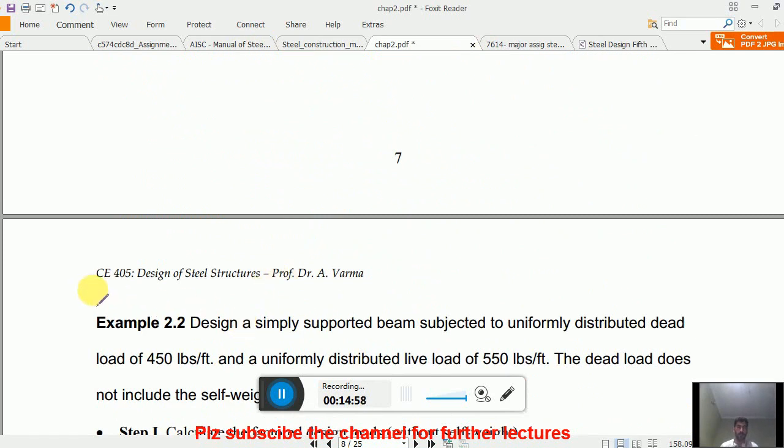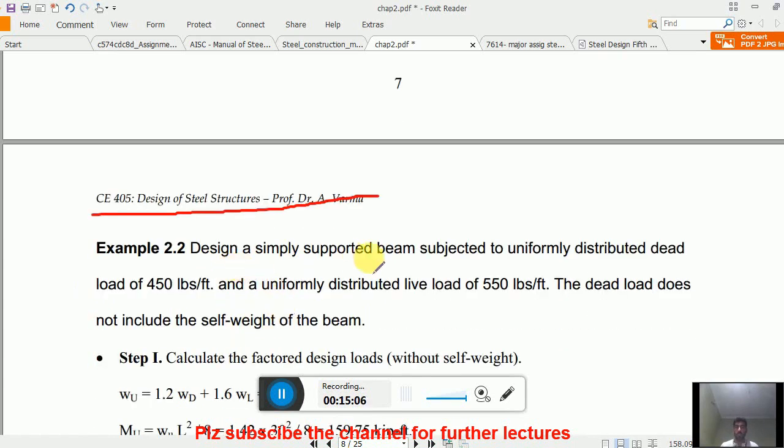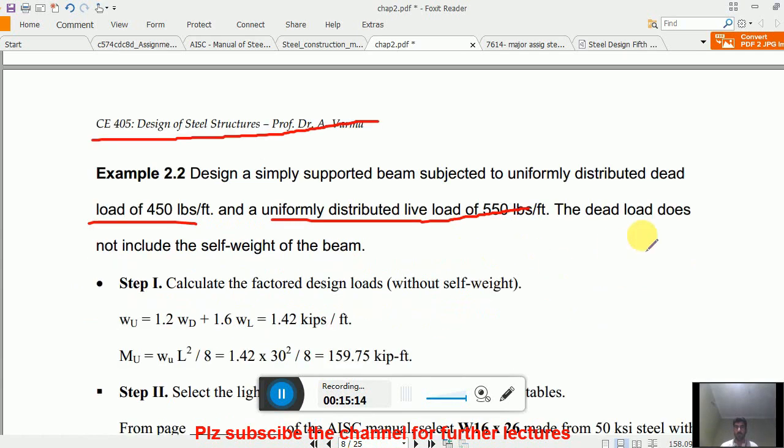Remember, these are the Professor Dr. A. Verma notes available on Google. You see, design a simply supported beam subjected to a uniformly distributed dead load, and a uniformly distributed live load is given. The dead load does not include the self weight of the beam, so that's why you have to include the self weight of the beam. How to include? Let's see.